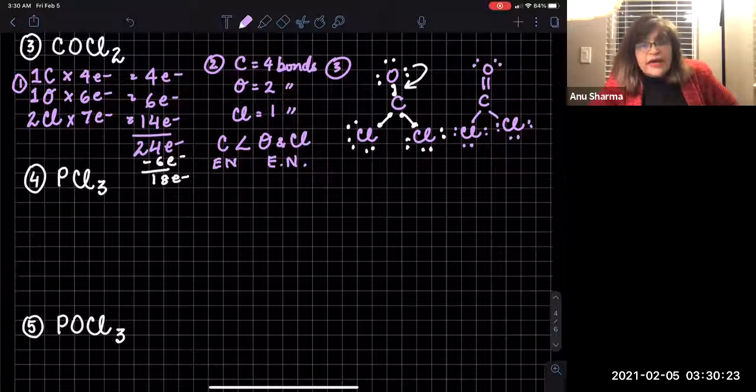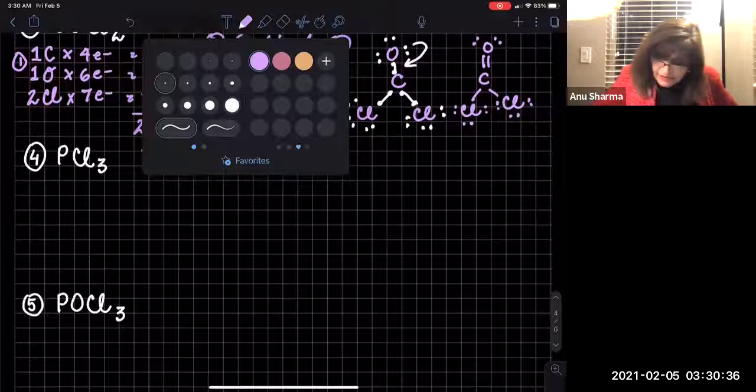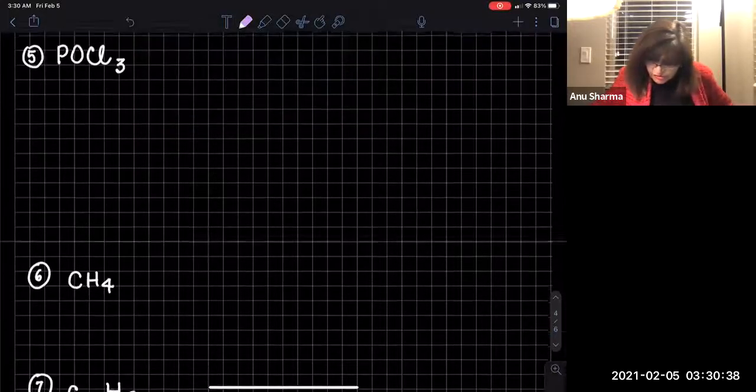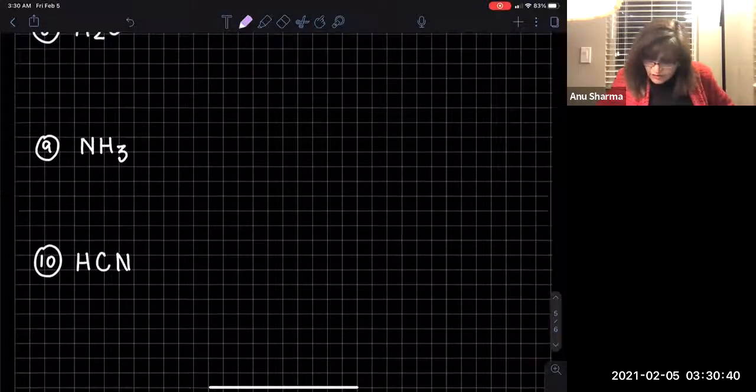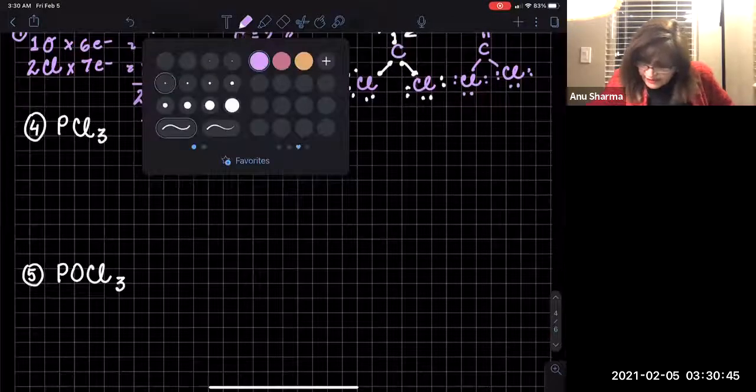So carbon now has an octet, 8. The double bond means 4 electrons, and then the other 2 from the single bonds. Okay, so this is the Lewis structure. Now let's look at PCl5, PCl3, and we can continue going further. I have a lot of these. Let's look at PCl3 quickly.